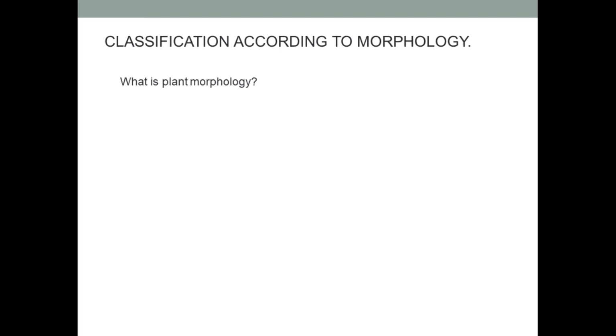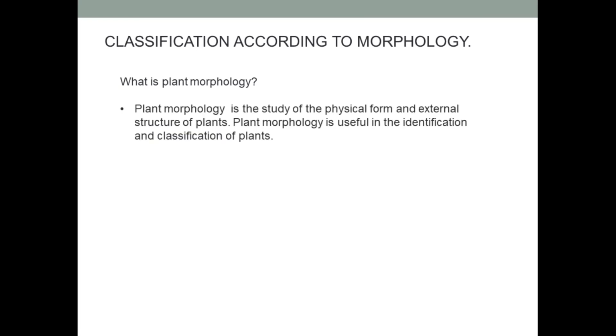First of all, we want to know what plant morphology is. Plant morphology is the study of the physical form and external structure of plants. And plant morphology is very useful in the identification and classification of plants. If you still remember in our previous lesson, when we were defining what plant taxonomy is, we looked at identification of plants as part of what the scientists do when they find new plants. So they identify these plants using their physical form and external structure.